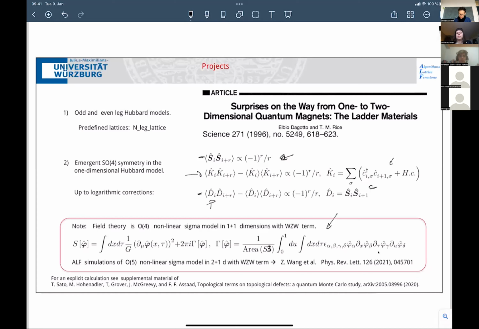I think it's the most elegant, or the deepest, way of understanding the physics of the 1-dimensional Hubbard model. En passant, this field theory in 1+1D you can generalize to 2+1 dimensions, to an O(5) nonlinear sigma model in 2+1 dimensions with the Sumida-Witten term. And one of the most advanced applications of the ALF was to provide a numerical simulation of this continuum field theory. That was pretty amazing, that this worked out.